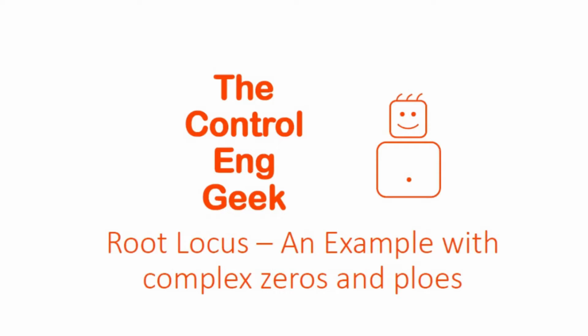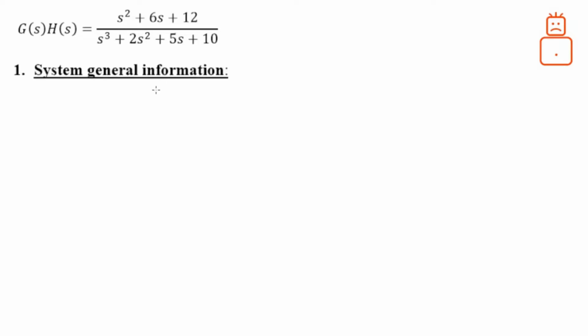Today we are going to talk about root locus using an example with complex zeros and poles. Let's start. We have this transfer function here. This is the open loop transfer function of a given control system. This transfer function has 2 zeros and 3 poles. The zeros and the poles are complex, and we are going to learn how to draw root locus for such systems. First, we need to know some general information about the system.